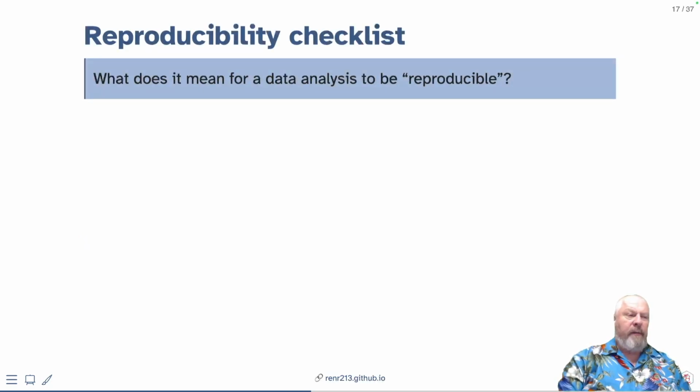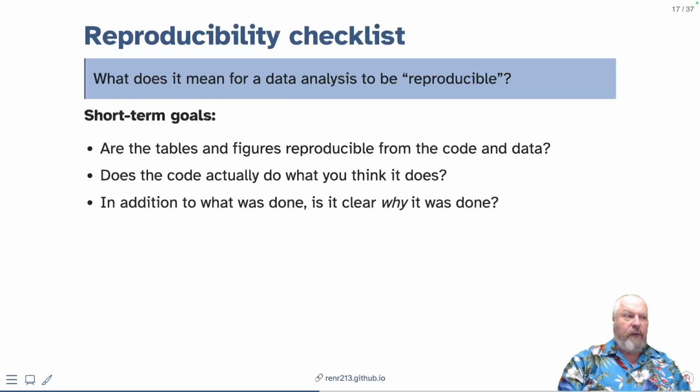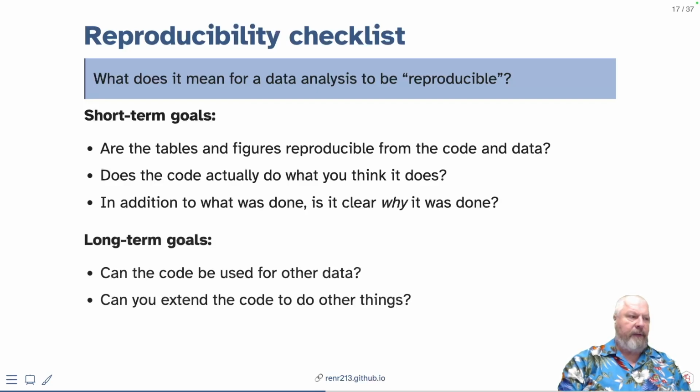So, what does it mean for a data analysis to be reproducible? In the short term, we want to be able to reproduce tables and figures from code and data. We want to have some evidence that the code actually does what we think it does. And we want to make sure it's clear why the analysis is done, as well as what was done.